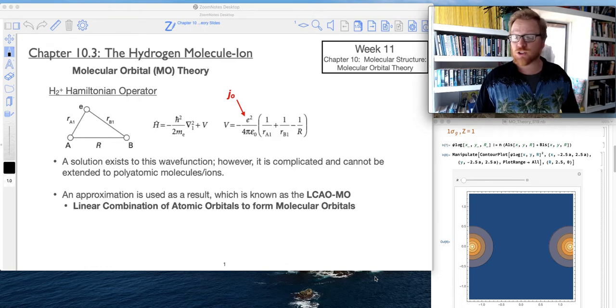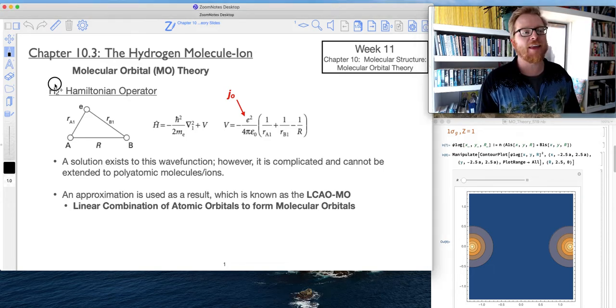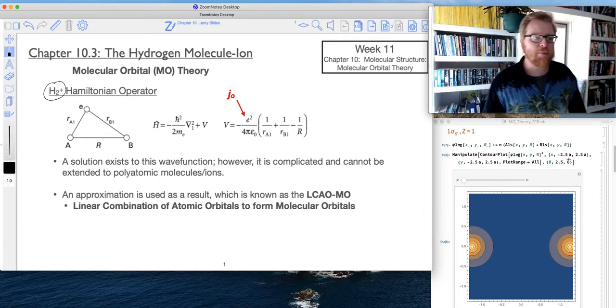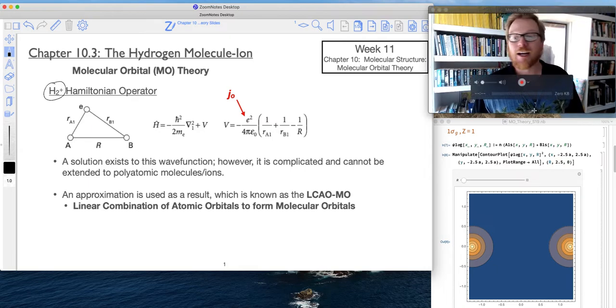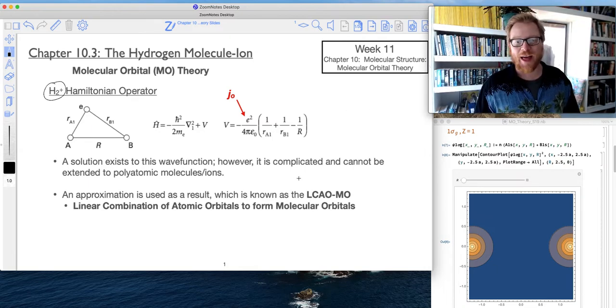And so we're going to start our discussion of molecular orbital theory by describing the H2 plus molecule. That's about as complicated of a molecule as we can do, okay? And so let's set it up. So here is our physical picture. Here we have one hydrogen atom.